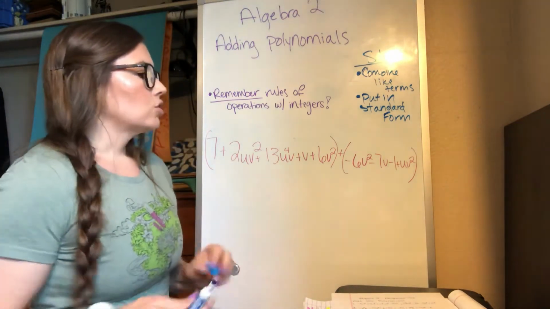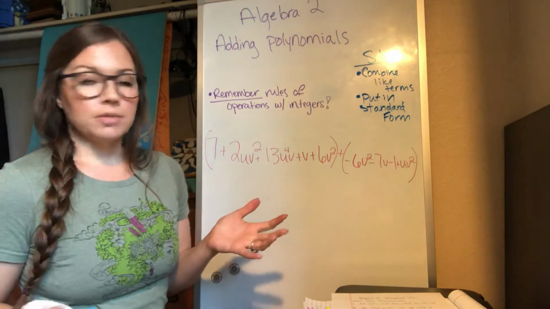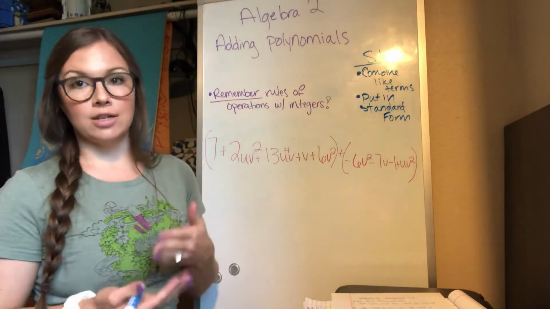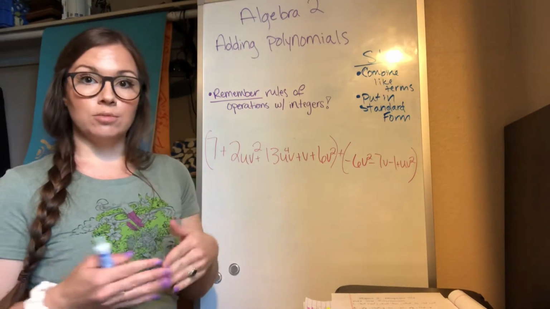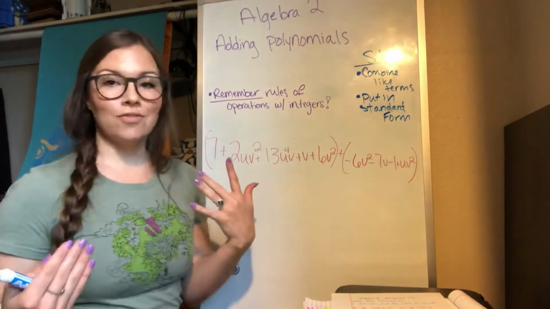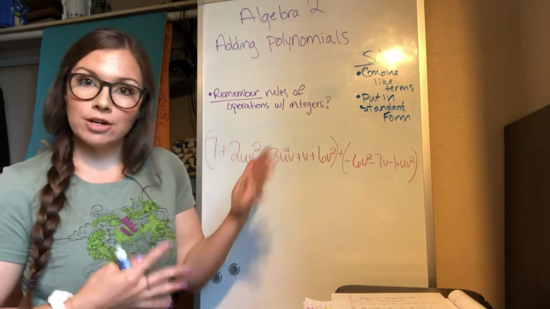So again, we're going to start just combining our like terms, because we can only add and subtract like terms, right? You can multiply and divide unlike terms, but you can only add and subtract like terms, okay? Kind of like fractions, you can only add and subtract with like denominators.